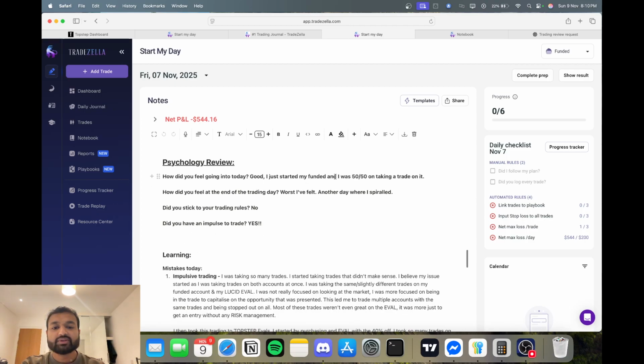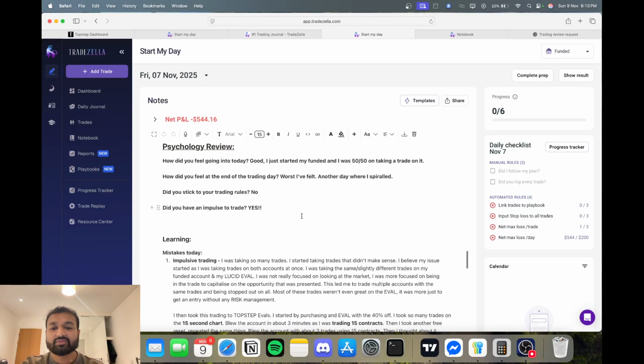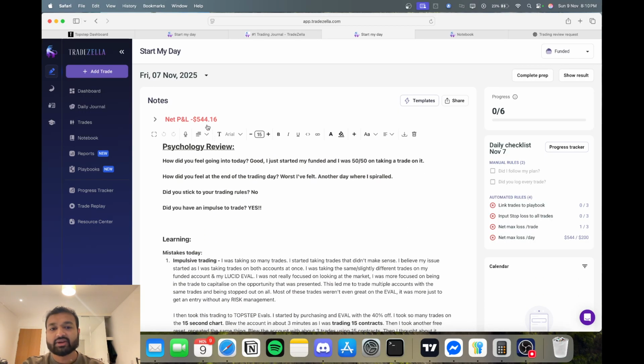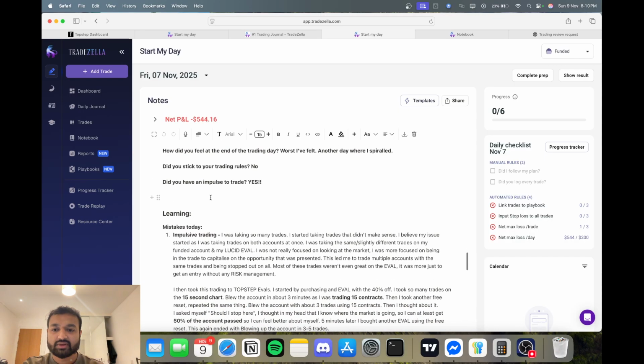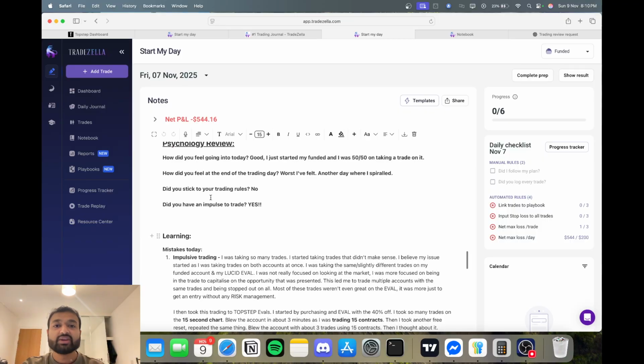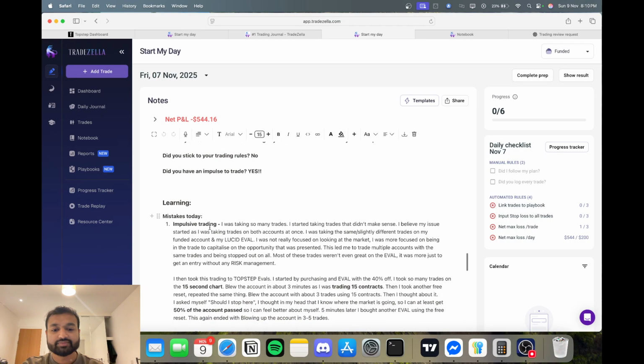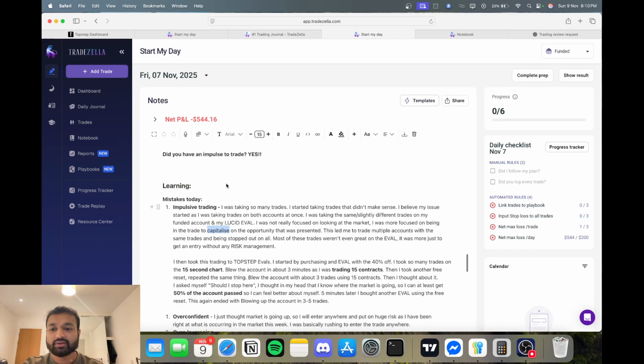I felt good going into the day as I had it funded, but 50-50 on taking a trade, and then at the end of the day, I think that was the worst I've ever felt, because I spiraled. Not just this, this was just my funded account. I blew another 3 accounts, so 3 evals, which I thought I was just trading, but yeah.